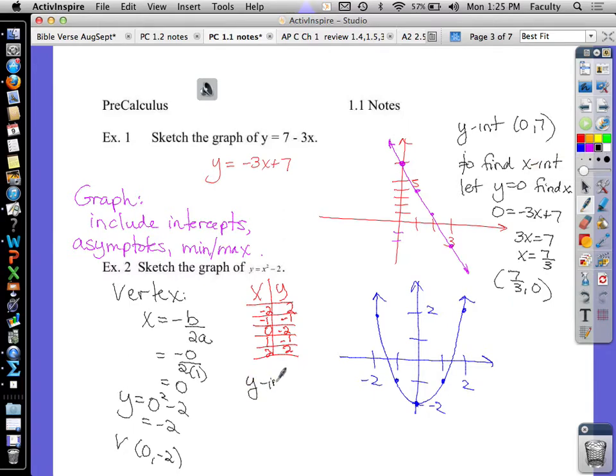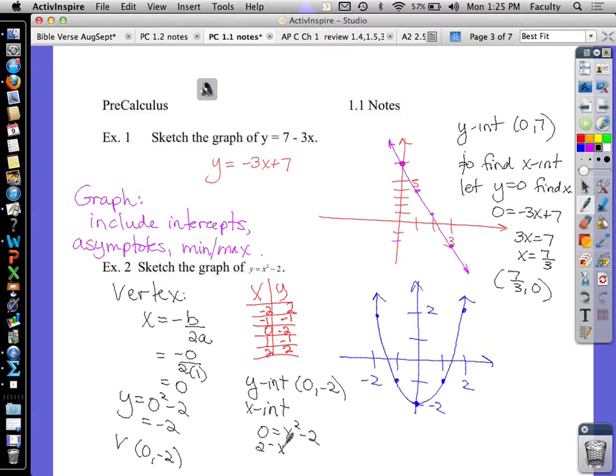So the y-intercept is pretty easy. It's in my table. It's 0, negative 2. But my x-intercept, it's crossing twice, right? But it's not going through integer values. But what I had you write down is to find the x-intercept, we're going to let y be 0 and solve for x. Now you can see a really cool connection to what we had done in the previous chapter. We solved quadratic equations. Now we need that skill.